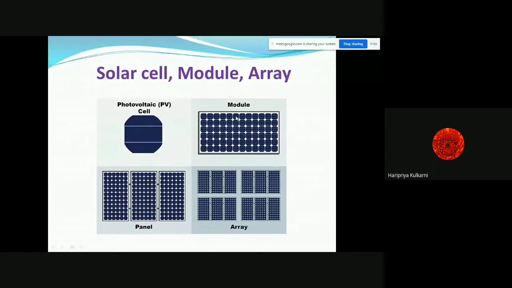In the module which I have shown here, we have 1, 2, 3, 4, 5, 6, 7, 8, 9, 10, 11, 12 cells connected in series, and likewise 1, 2, 3, 4, 5, 6 parallel paths are there. So in total 84 PV cells we have used. 12 are in series and likewise 9 are in parallel.